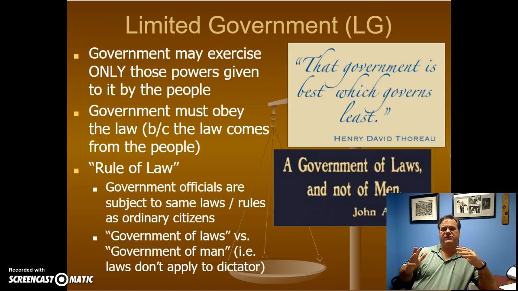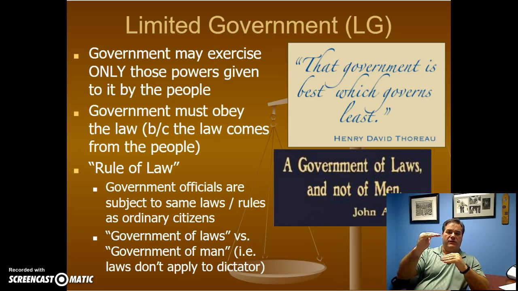Now, think of it in this way. Who's subordinated, or who is above who in the following scenario? You have the people and then the government. The people create the government. Thus, you would think the people are above the government. And in fact, you'd be right. The people, having created the government, are above it. They decide how much power the government has.